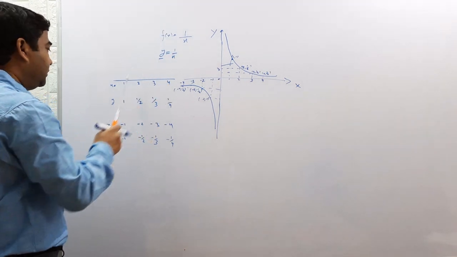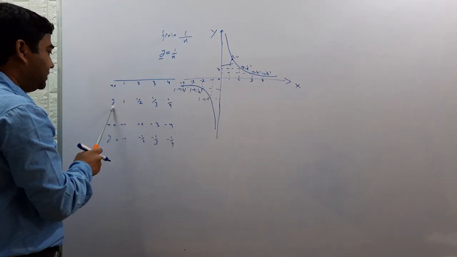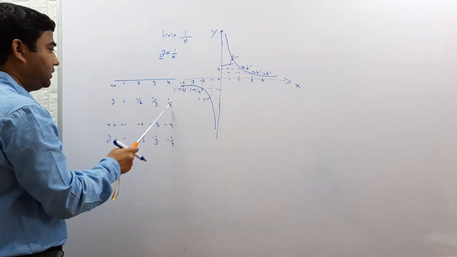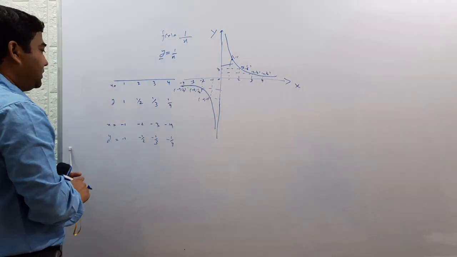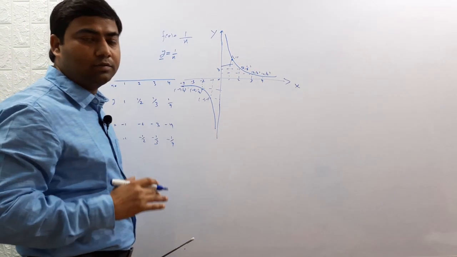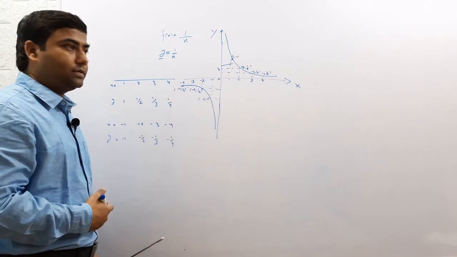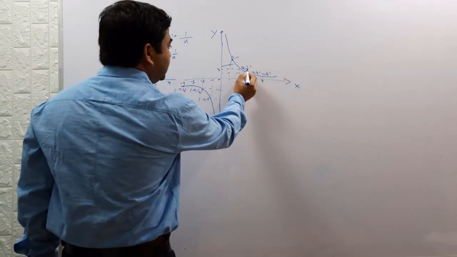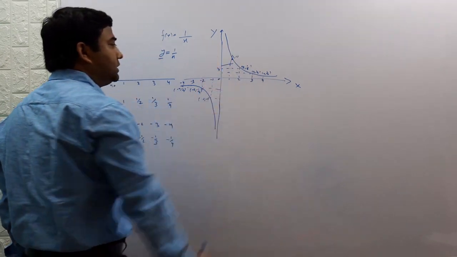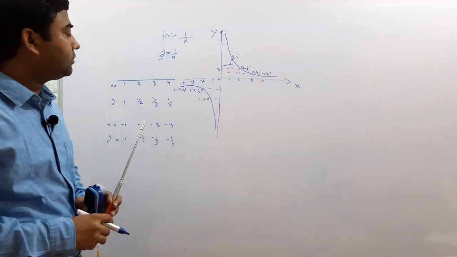Based on this rule, we attain values of the function: 1, 1/2, 1/3, 1/4. Then these are the combinations of x and y. These are the points which will lie on the function. So we have joined these points. After joining these points, we got the approximate shape of this function.